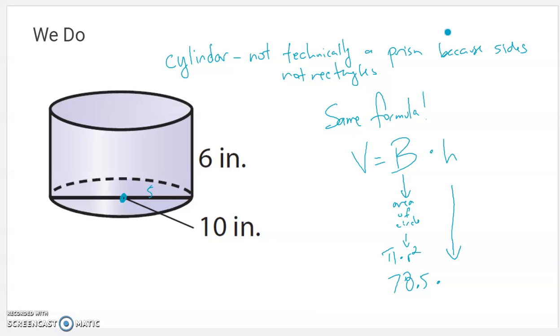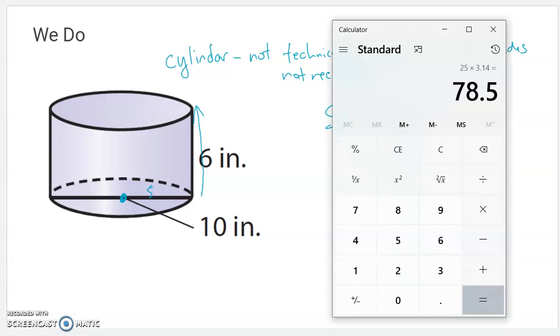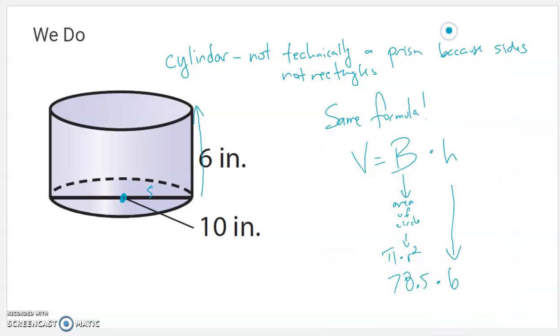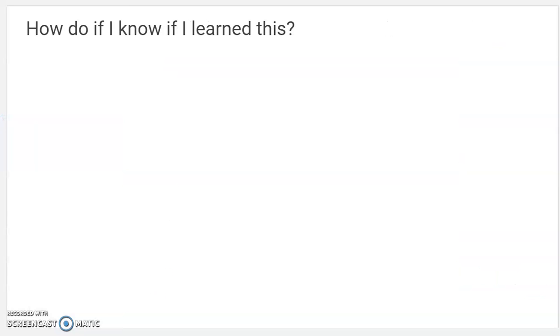And this one, it is sitting on its base, so the height is actually the height, which is cool, times 6. 471 cubic inches, which means if I filled it with 1-inch cubes, I would be able to fit 471 in there. That, my friends, is how you find the volume of cylinders and prisms using this new fancy formula. How do I know if I learned this?